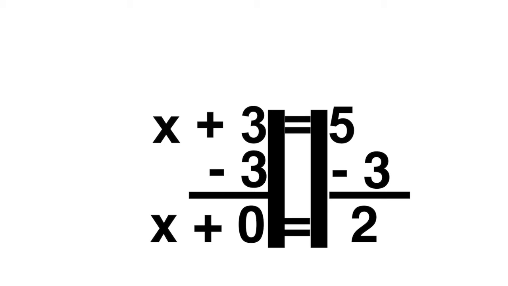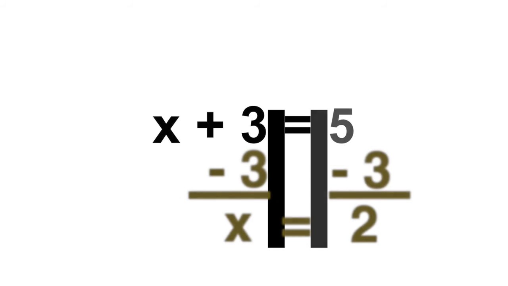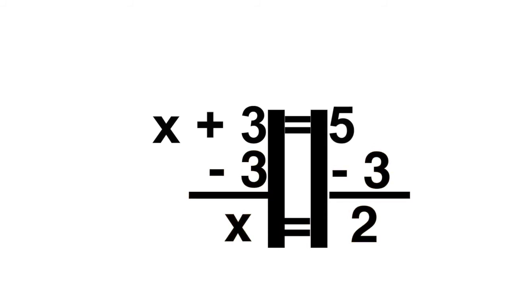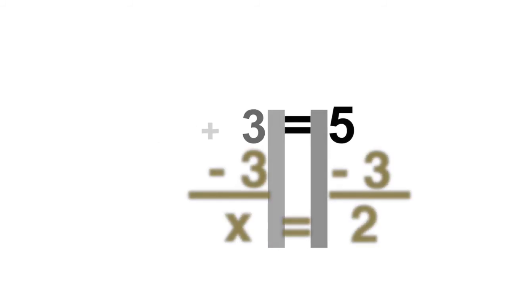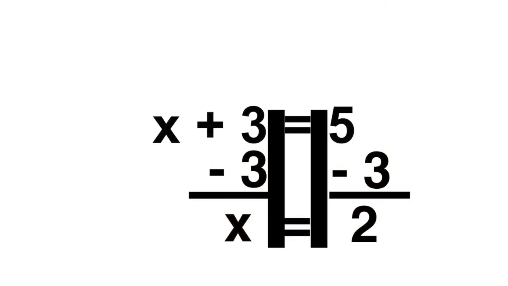So now we have x plus 0 equals 2. Now we can just take the 0 out. So it looks like we have x by itself now. We have x equals 2. And we also have all of our work shown. So we can always go back and look for our work and show our work.